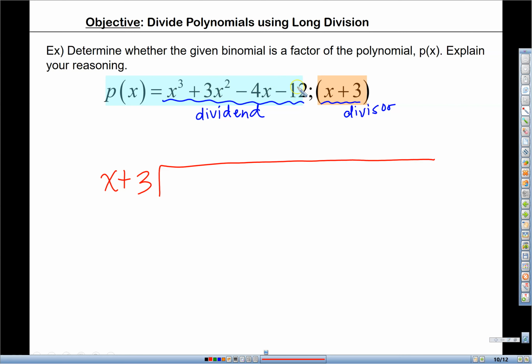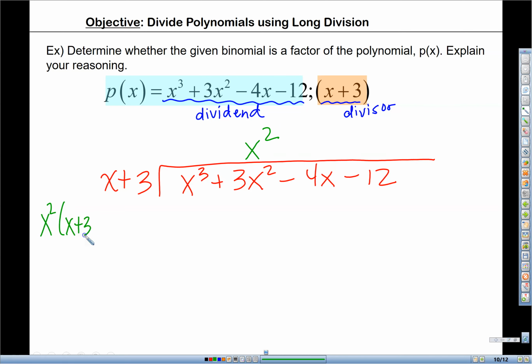Notice there are no missing terms in this dividend. It goes x cubed, x squared, x to the first, and constant. That means I don't need any of those 0 terms this time, so I'm just going to write what I have. No zeros necessary. And then I begin my division process. What times x equals x cubed would be x squared. I put it here. Then I'm going to distribute the x squared to the x plus 3, and I get x cubed plus 3x squared.